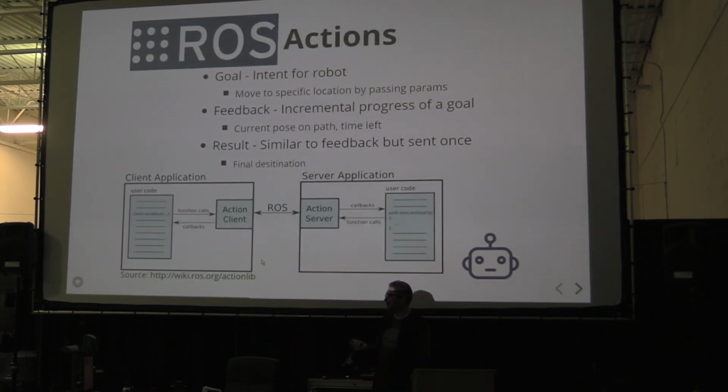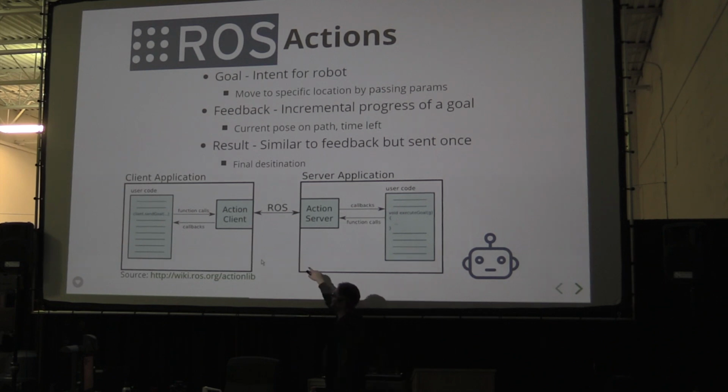Actions, I just started learning about, so it's a little new for me. The idea is that you have goals, which is basically the intent for the robot. You can think of it as, okay, my goal is to navigate to JD's desk. That's the action's goal. You also have feedback, which is constantly sending information back about the progress. So it's incremental information coming back to you. Then the result is very similar to feedback, except it's only sent back once. It might be the final destination of where the robot is.